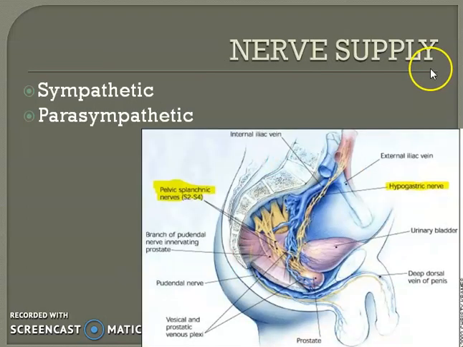The nerve supply of the prostate has sympathetic as well as parasympathetic supply. The superior hypogastric plexus conveys the sympathetic nerves which are derived from L1 and L2, whereas the parasympathetic fibers are derived from the pelvic splanchnic nerves, which convey the preganglionic fibers coming from S2, S3 and S4.